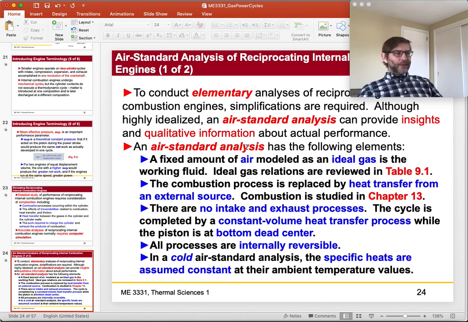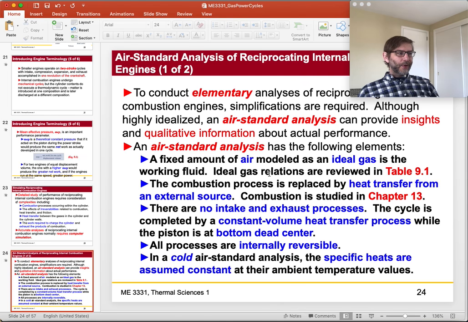Air standard cycles. What we're going to do is assume that all of those complexities are thrown out the window. Okay? Throw all those complexities out the window. We're going to assume that the engine operates as a fixed, closed cycle within a piston cylinder where there's no phase change, there's no change of properties, it's just air undergoing a process. An air standard cycle analysis has the following elements.